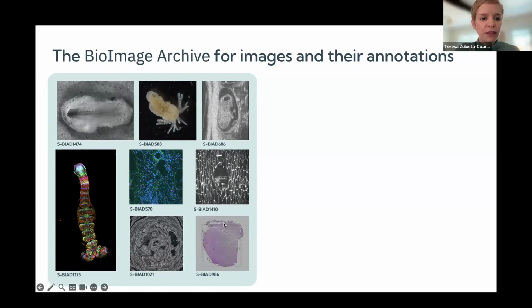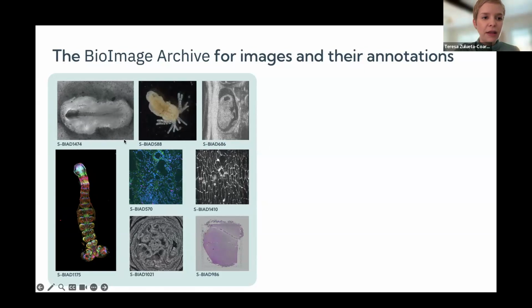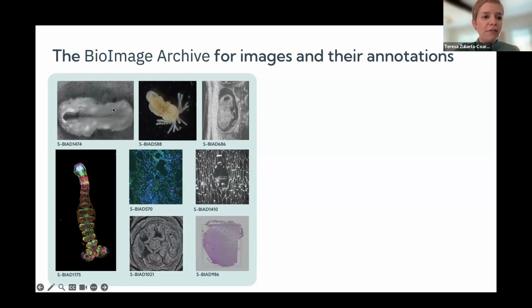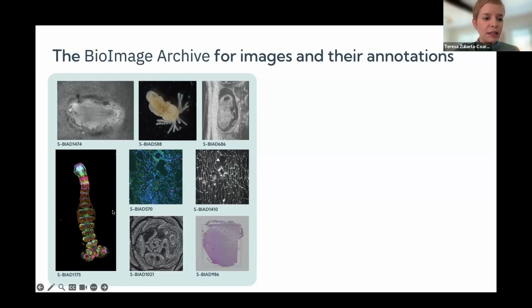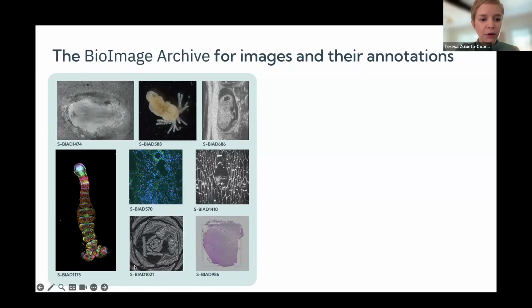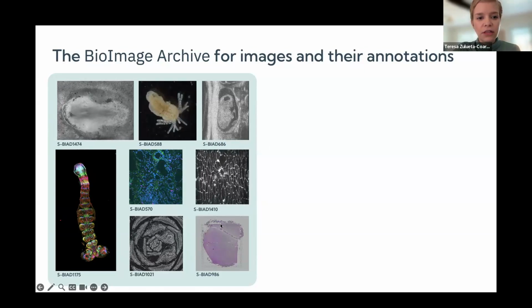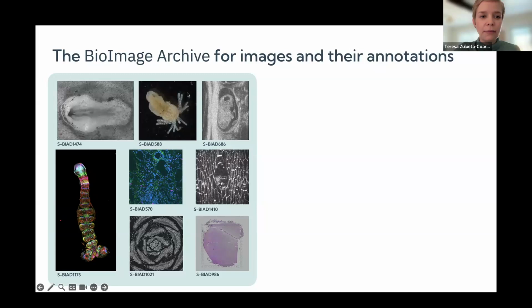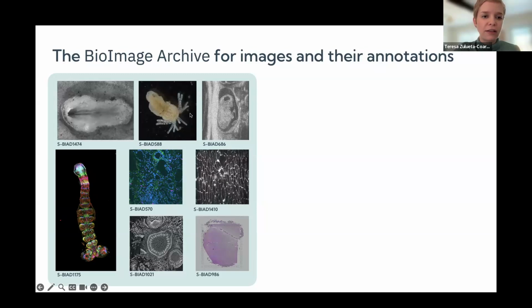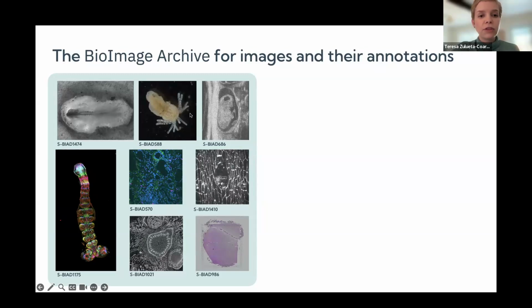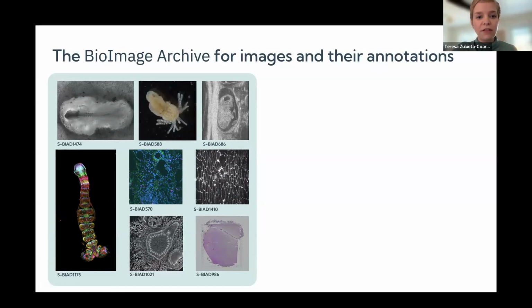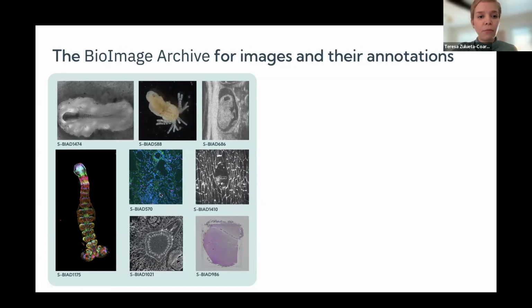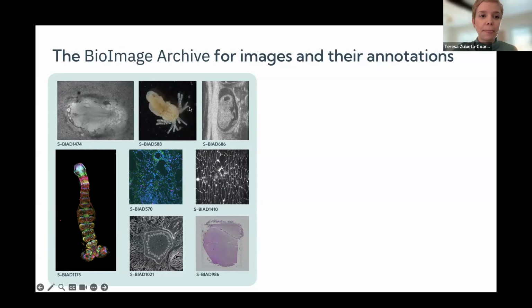So what is obvious from this slide is that we have different imaging methods here. We have transmitted light microscopy. This is fluorescent microscopy. This is a micro-CT scan, histology. This is an ultrasound image, and this is a photograph of a whole organism, which also shows that the scale of the images that we have in the archive is very large. We have from molecules all the way to organisms.